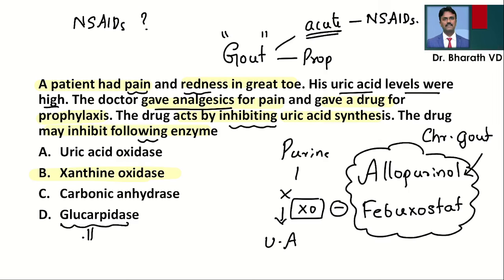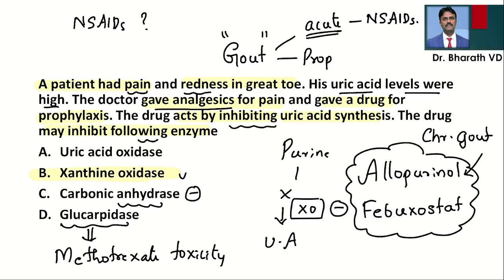What is glucarpidase? Glucarpidase is a new enzyme which is used to manage what toxicity? To manage methotrexate toxicity. Methotrexate toxicity is treated with an enzyme called glucarpidase. Now what is going to inhibit carbonic anhydrase? You know the drug name. The name is acetazolamide or anything ending with zolamide. They inhibit the enzyme carbonic anhydrase.